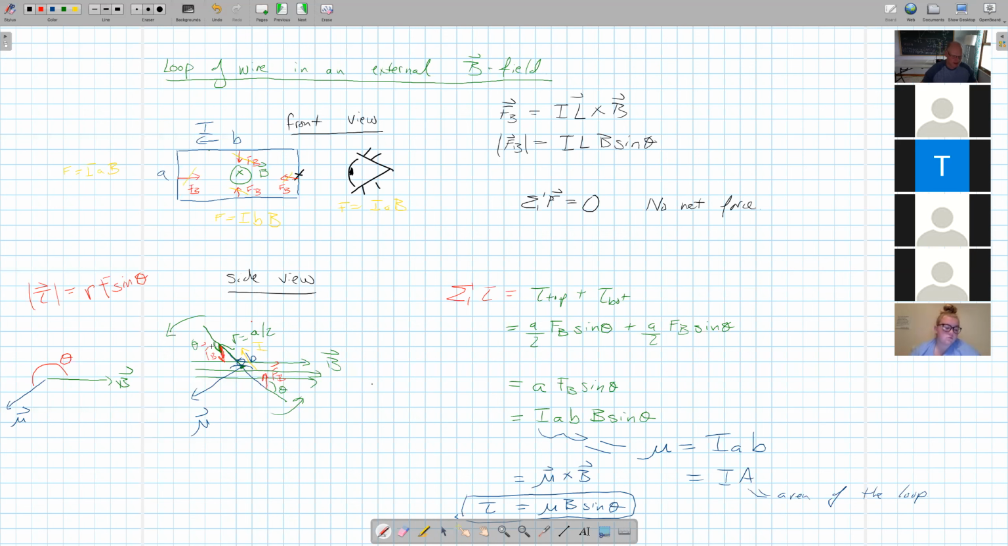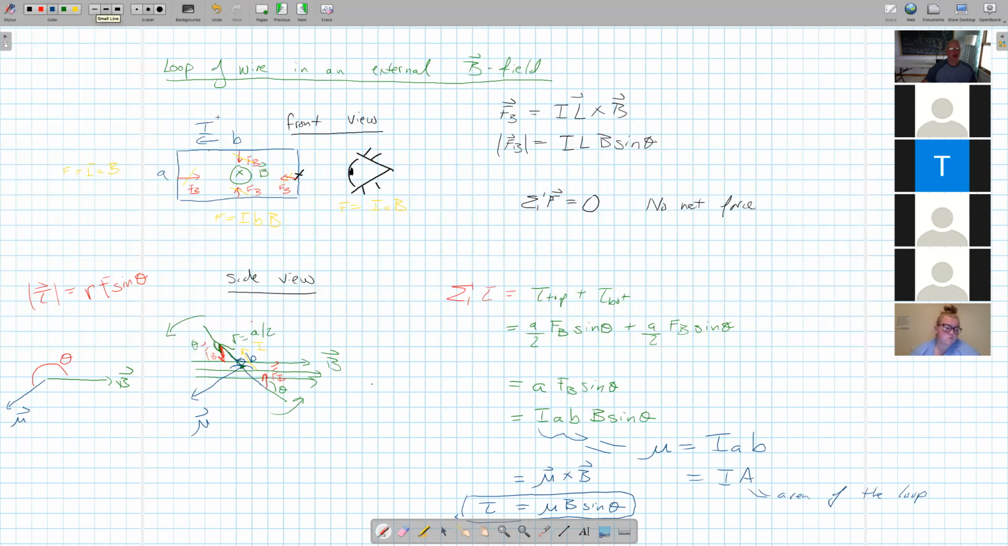So that's this angle here, which is the same as this angle here. So this is the torque then on a magnetic dipole moment. Basically a loop of wire consists of a magnetic moment. That magnetic moment, in an external magnetic field, wants to rotate itself so that it becomes aligned with the magnetic field.